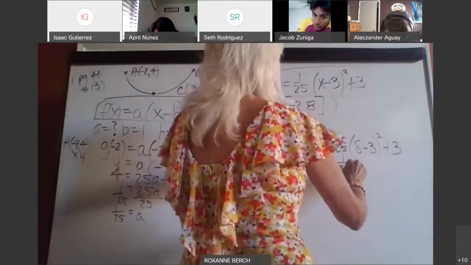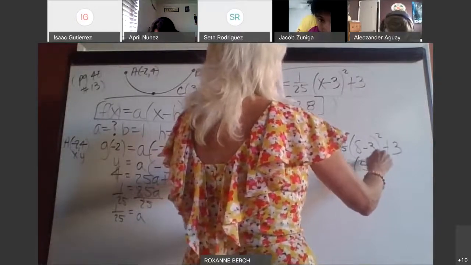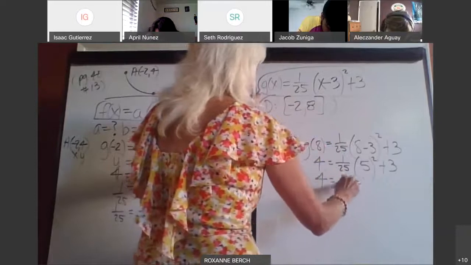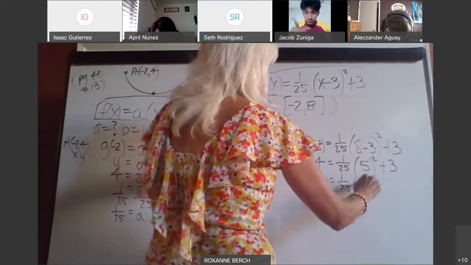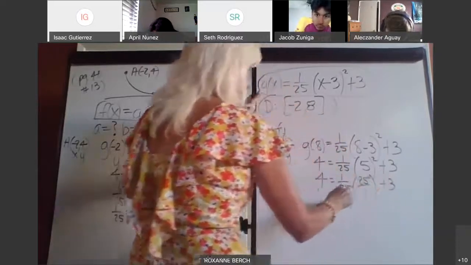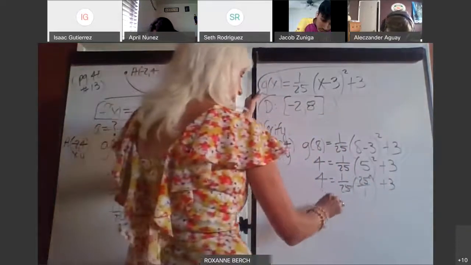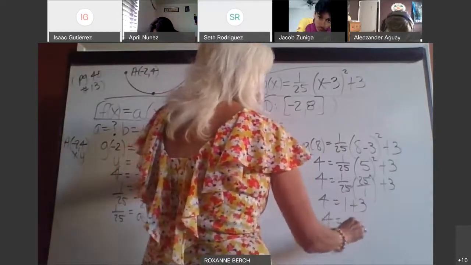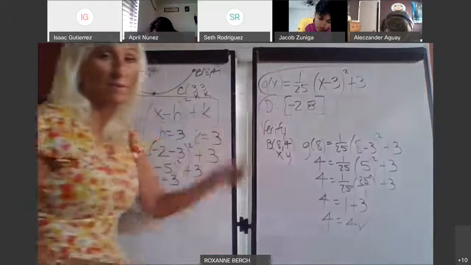So this is 1/25, and this is 5 squared. Multiply that out, would be 25 over 1. You cross cancel because you're multiplying. So you end up with 1 plus 3. So 4 equals 4. So we did prove it.